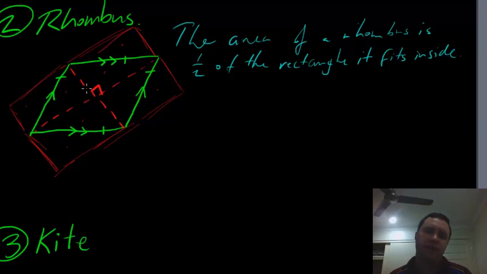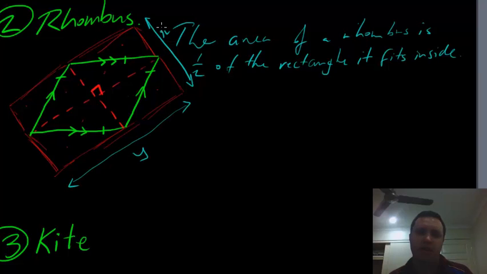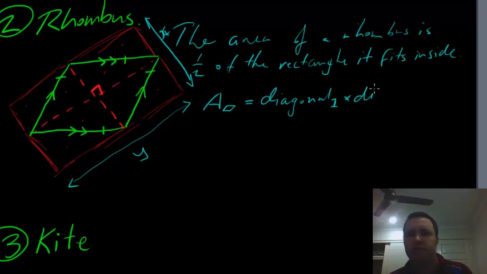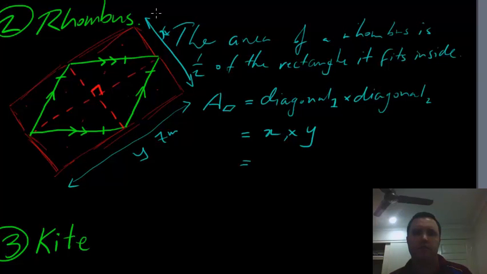Essentially, a lot of textbooks call this length here an X, and this length here a Y. So the area of this rhombus is equal to the diagonals: diagonal 1 times diagonal 2, which I've called X times Y. And if I made these, say, 7 meters and 6 meters, I'm going to have 6 meters times 7 meters equals 42 meters squared.